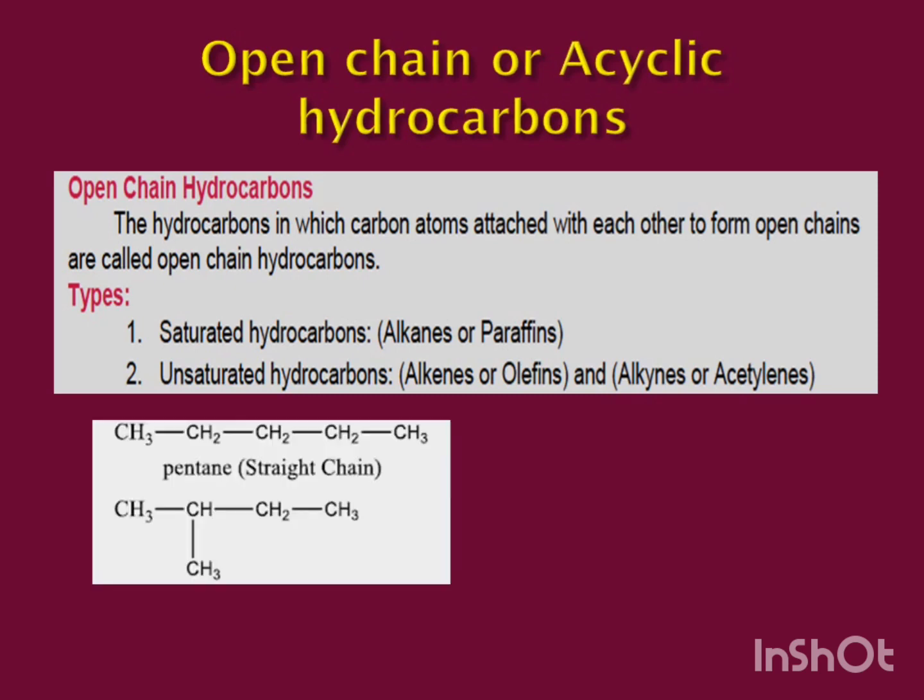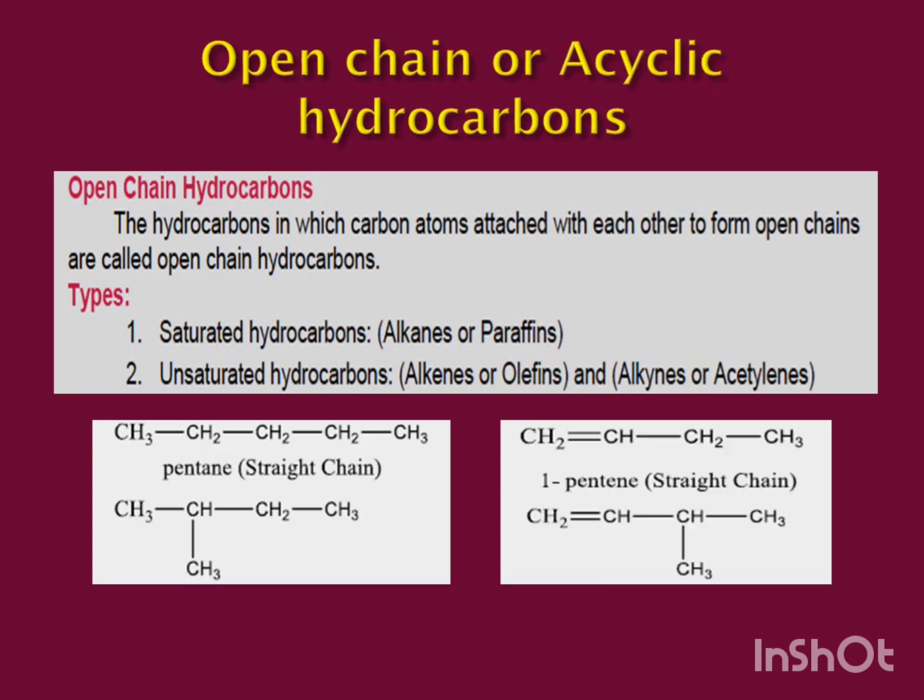Here's an example of alkanes. In alkanes, you will see all single sigma bonds, whether it is a straight structure or a branch structure. And in unsaturated hydrocarbons, you may notice double bonds or triple bonds might also be present. Now let us look into the detail of these two.